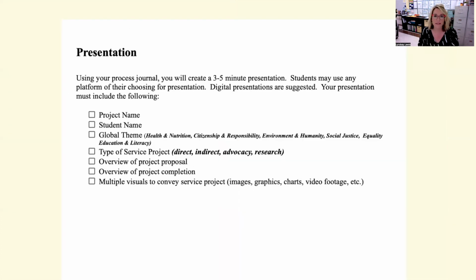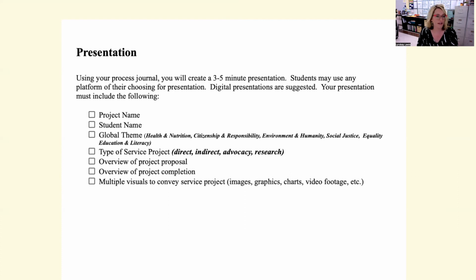There will be a presentation that will happen during fourth quarter. This will be in addition to submitting your process journal for the final time. Students will all create a 3 to 5 minute presentation. You can really choose your platform. We are going to suggest that a digital presentation may be created using Canva or some like service would be suggested. Your presentation will include the following.